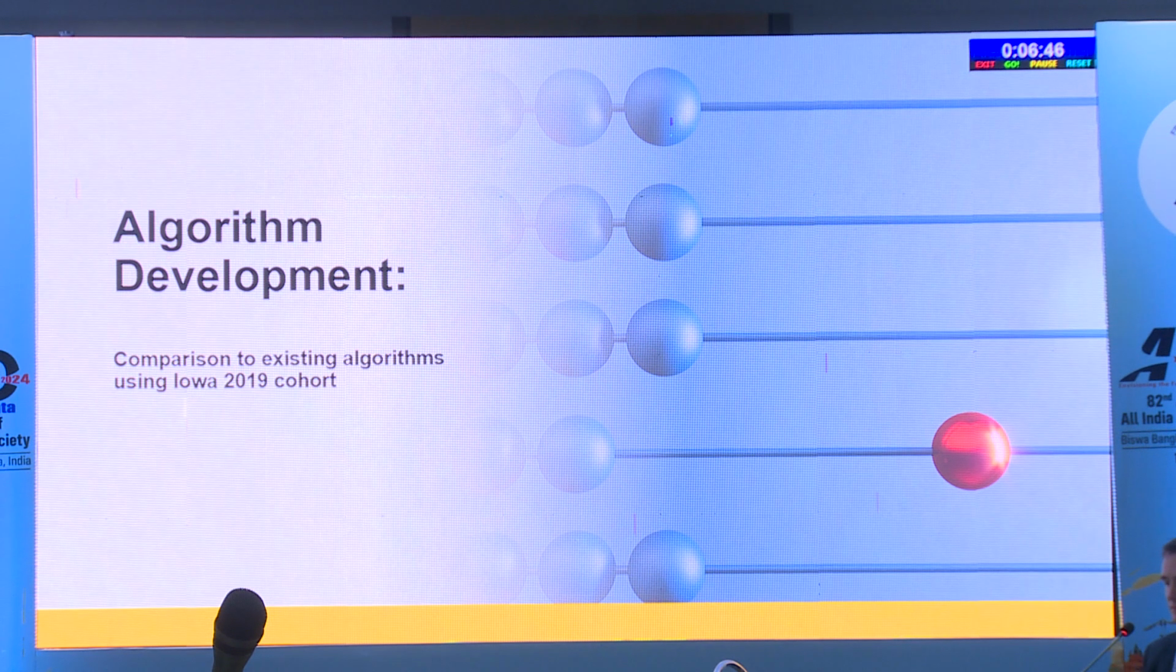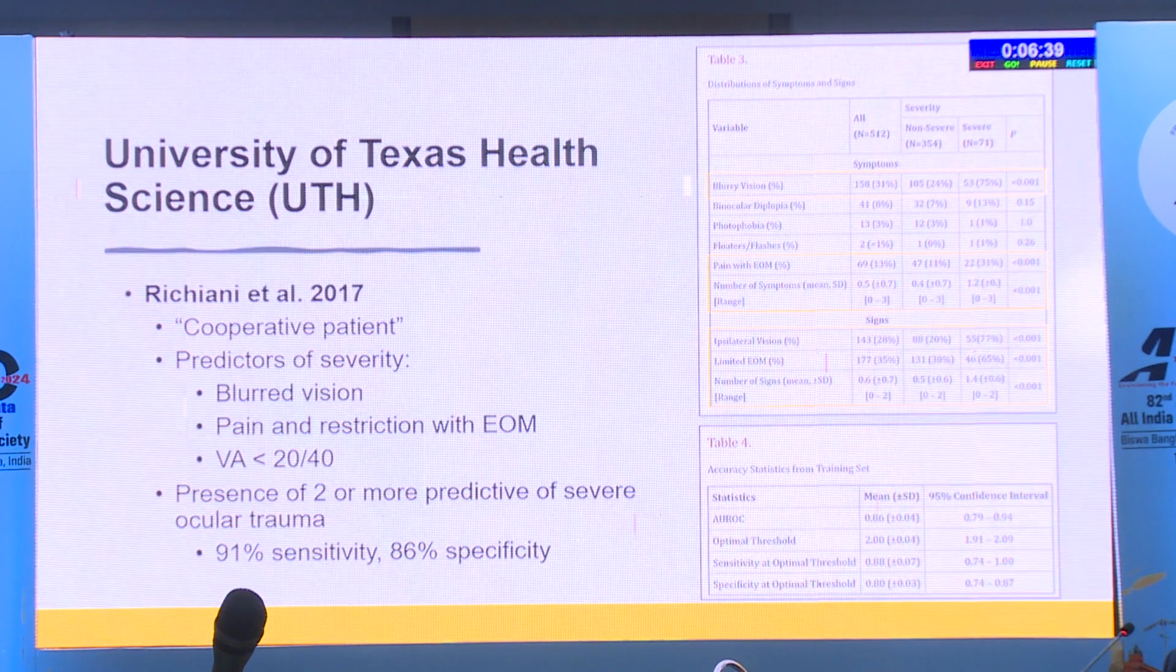So we took the HOPE and HOPE CT and actually compared them to a couple of existing algorithms that were out there in the literature. One of them came from the University of Texas, and I just wanted to draw your attention to the fact that it says cooperative patient. Predictors of severity, blurred vision, pain, those are the sorts of things that ideally need a cooperative patient to assess. This algorithm did have a pretty good sensitivity and specificity, however, but I think was limited by the cooperative patient portion of things.